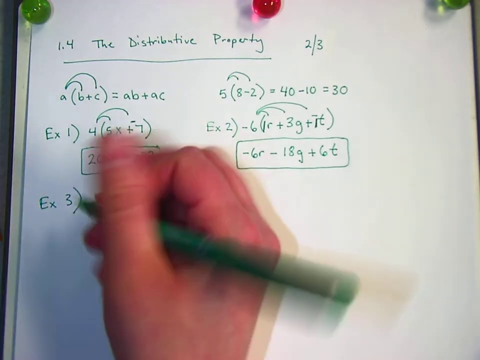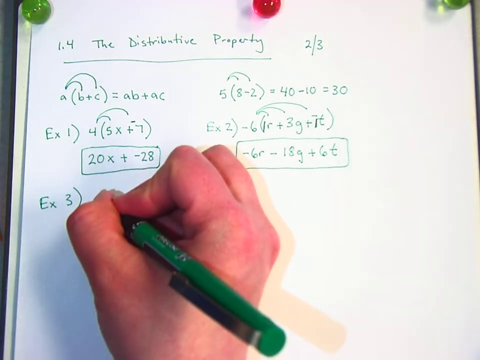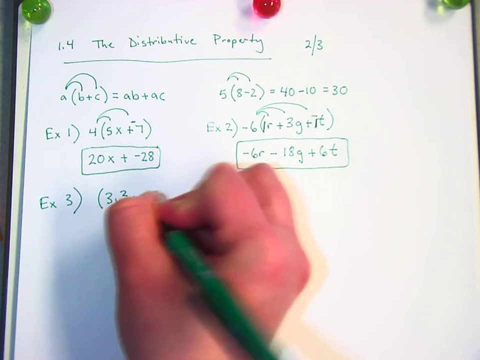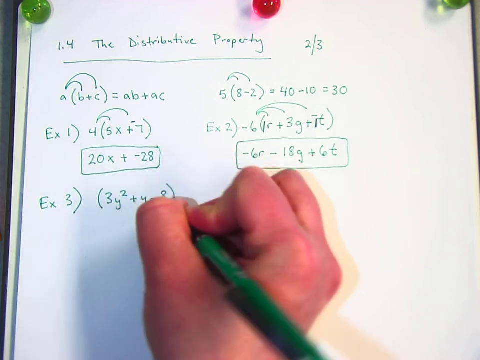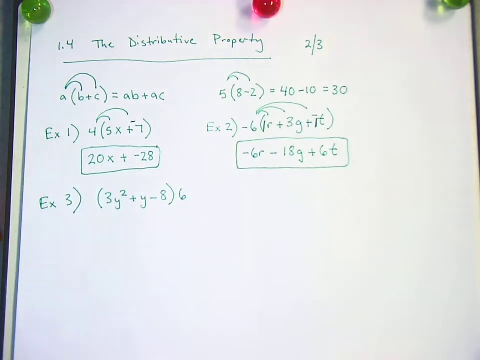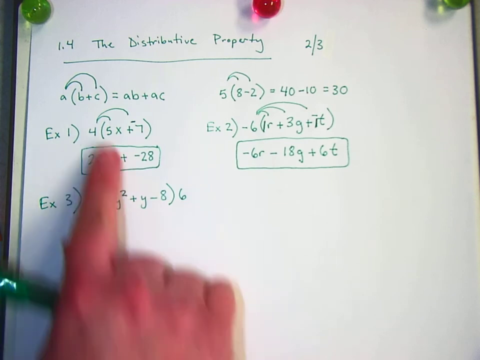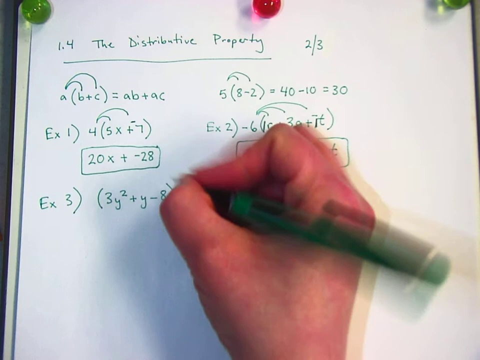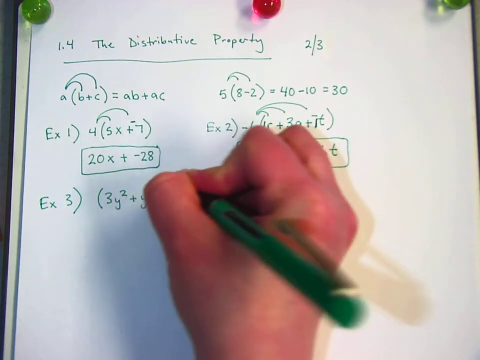Now, another thing that I quickly wanted to mention is that you can also distribute from behind a parentheses like this. So really, this is pretty much just the same thing, except for it's behind it instead of in front of it, which still works. So I'm going to distribute like that.